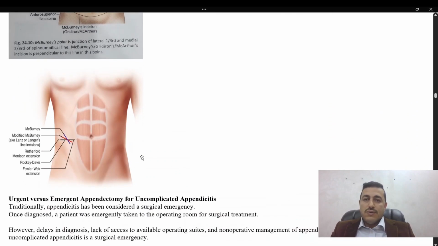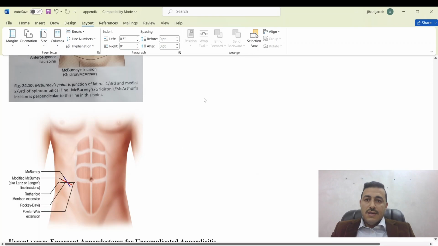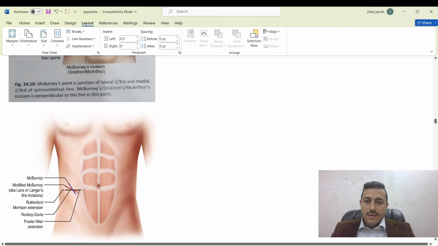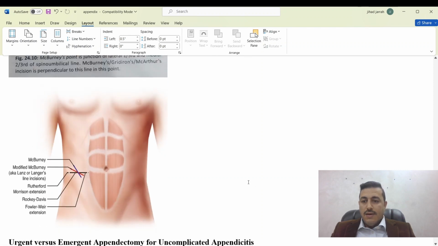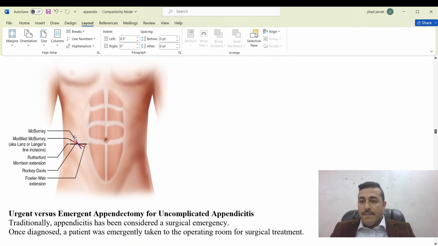Let's zoom in a little bit. Sorry. How can we zoom in? Yeah. Okay, here you can see this is the McBurney. It's like a perpendicular to the line drawn.